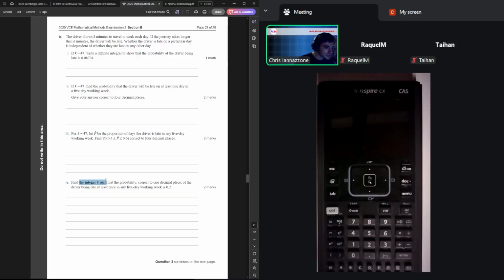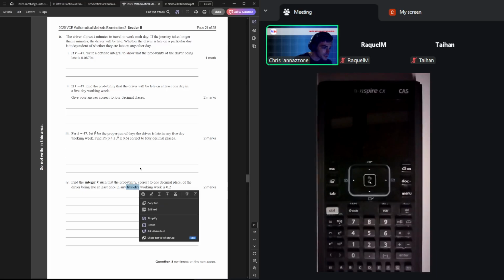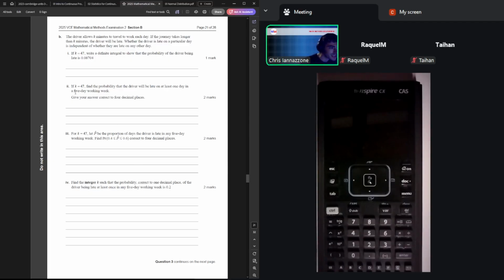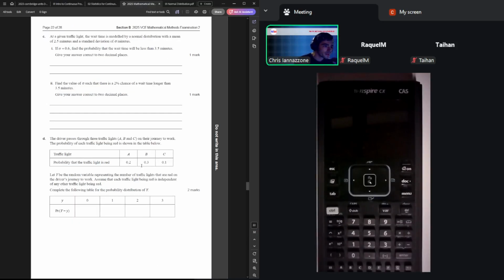What else? Find integer k such that the probability of the driver being late at least once in any 5-day working week is 0.2. So this is stacking up yet another layer of binomial, because at least once in any 5-day working week, now you're looking at 5-day working weeks as a whole rather than a single 5-day working week. And then it just keeps going. Part C, Part D. What else have we got?